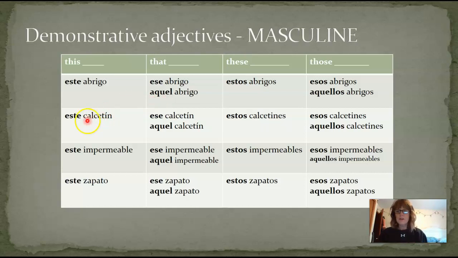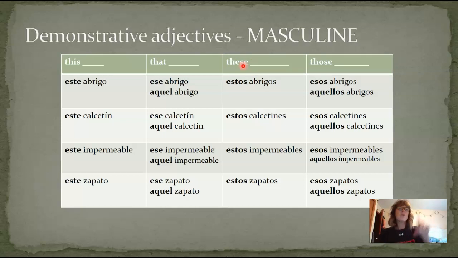Same thing works for this sock, that sock, ese calcetín, aquel calcetín, right? This raincoat, este impermeable, ese impermeable, aquel impermeable. Este zapato, ese zapato, y aquel zapato. Way, way, way over there. Now, of course, these can all have the plural forms as well. And when you have the plural form instead of this, it becomes these, right? Think about that. If it's something that's close to you, I really like these coats.